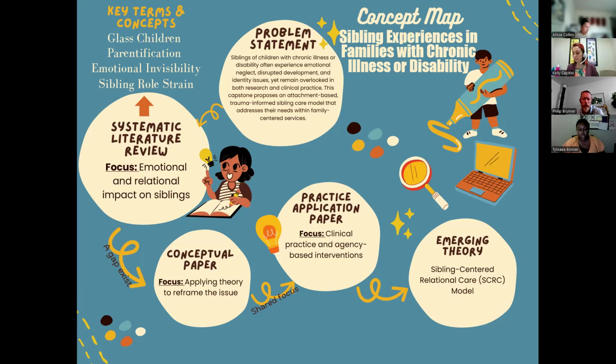My third product focuses on applying the concept to clinical practice. In this practice application paper, I argue for the inclusion of sibling focused assessments and support plans in pediatric and family based settings. This includes psychoeducation for parents, therapeutic groups for siblings, and collaboration across schools and hospitals to identify and support these children early. For example, if a child is receiving oncology treatment, the healthy sibling should also receive therapeutic check-ins, standardizing this as a part of the holistic care model.